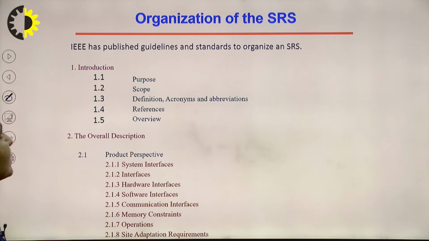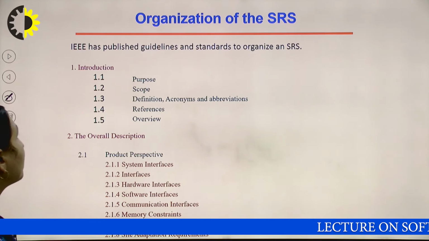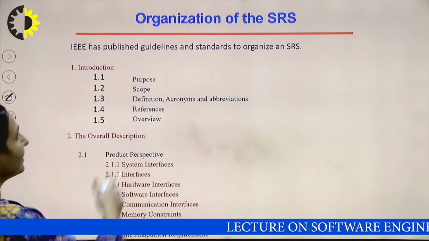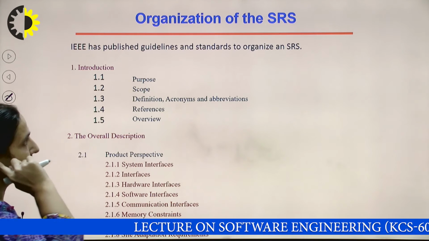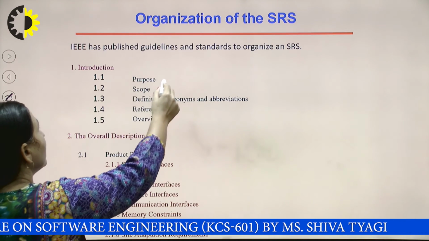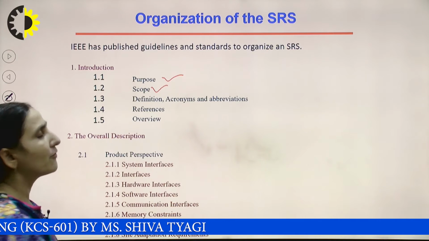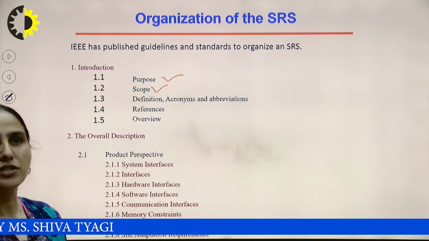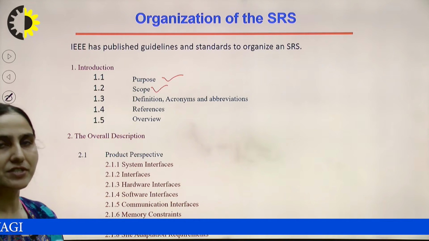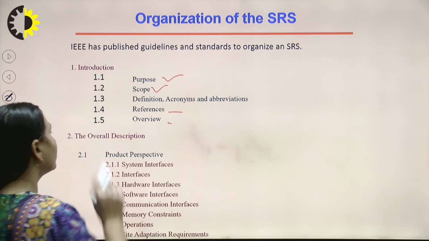Now, this is the basic organization of the software requirement specification, which has been published by IEEE. There are different guidelines and standards to organize a proper SRS. First, the purpose needs to be properly defined, the scope needs to be defined, and the different definitions, acronyms and abbreviations which have been used need to be properly incorporated, along with any references and an overview of the system.